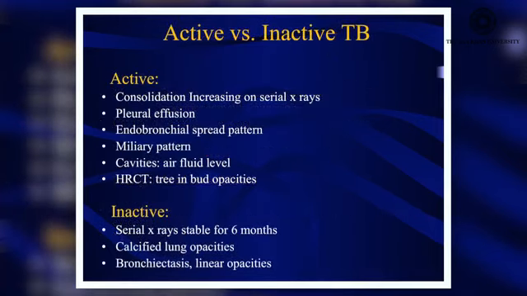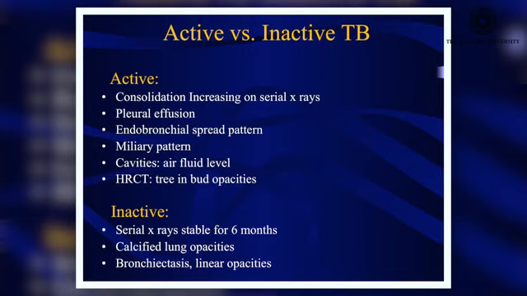And then there's always a question, active TB or inactive. So serial X-rays are the best. If you do an X-ray and repeat it in a month's time, or maybe 3 to 4 weeks, if the consolidation or the infection is increasing, then you see that if it involved a small area, now it's involving a larger area. So serial X-rays are the best thing.